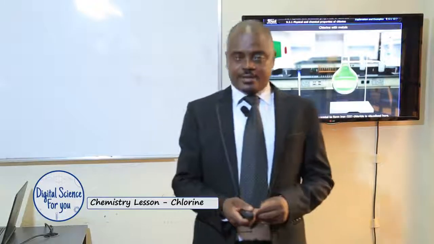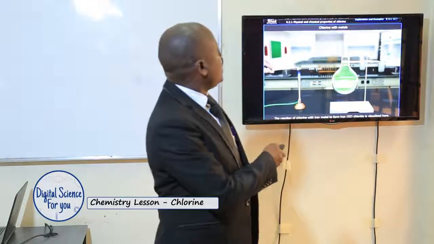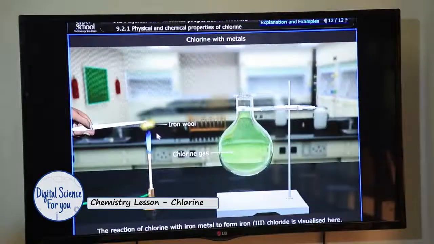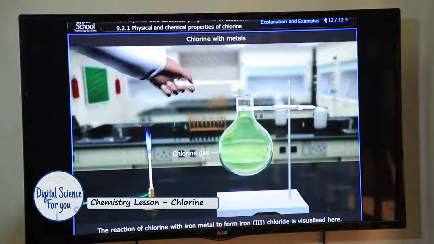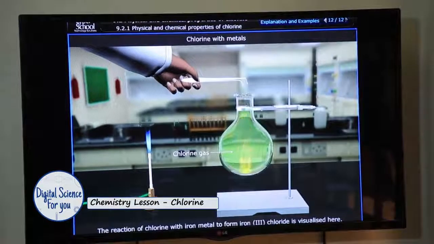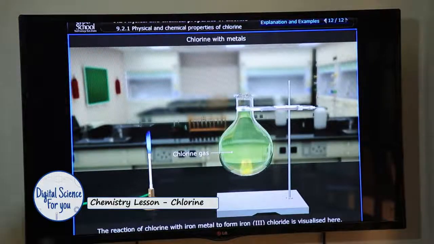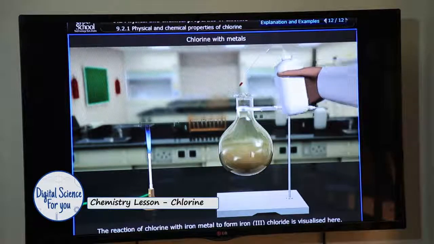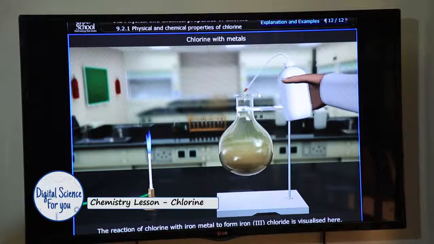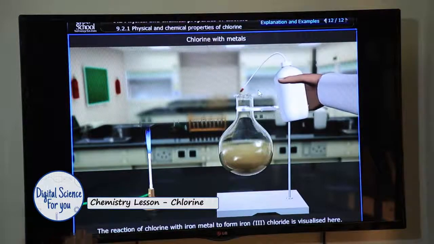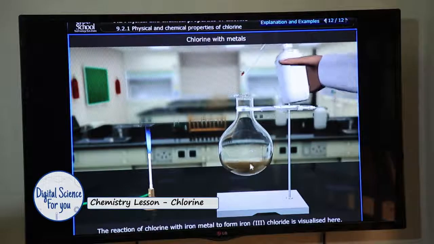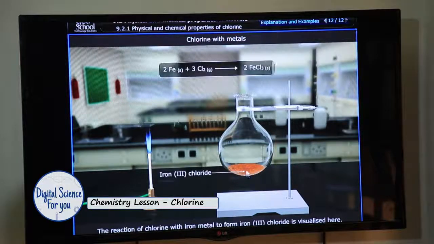The next metal we're going to look at will be iron. So in the setup, we must first ignite iron, and then we put it in a gas jar or in a flask which contains chlorine. It continues burning, and then it gives us white, reddish brown fumes, which can now dissolve in water to give us a reddish brown solution, which is iron 3 chloride.